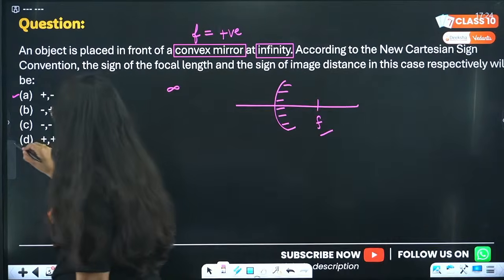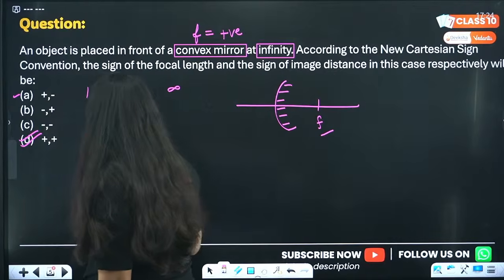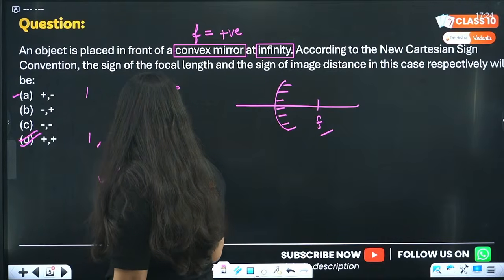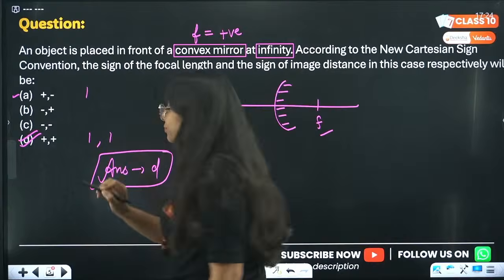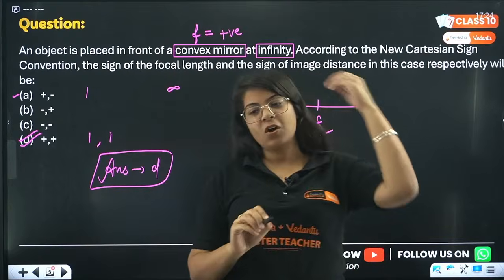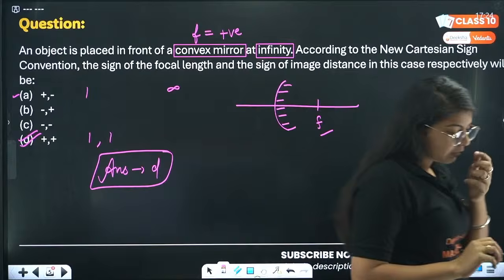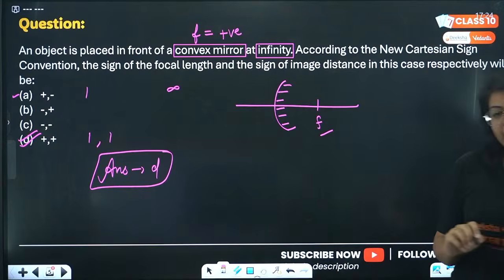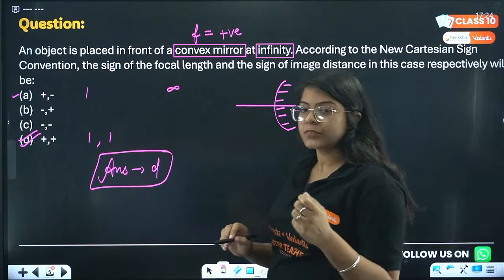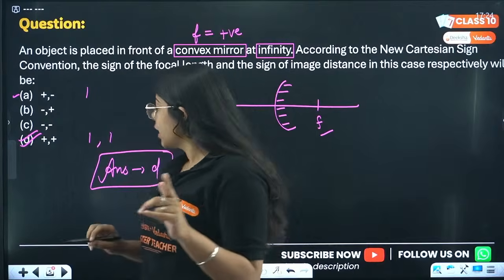So, the actual answer, beta, will be D. Answer is your D option. Understood? Okay, Pawan also said D. Great. Whoever answered D, very good. Done? Understood? Okay.